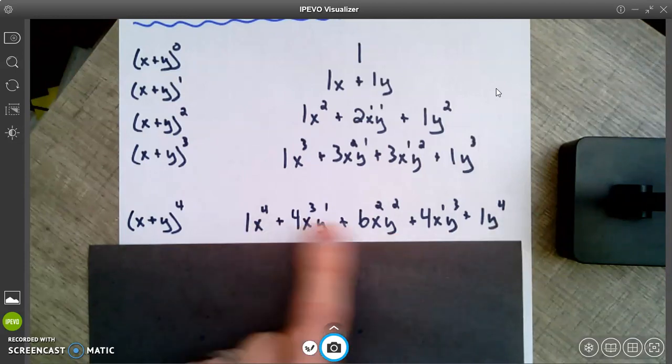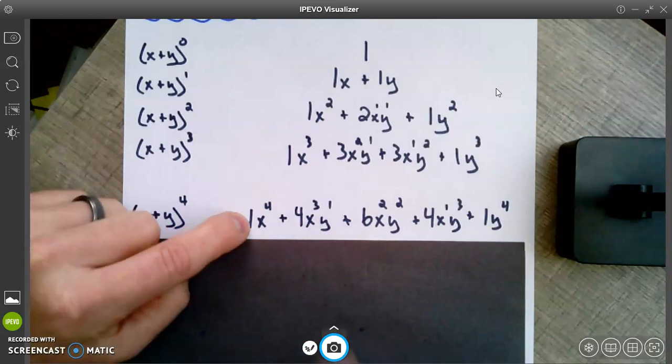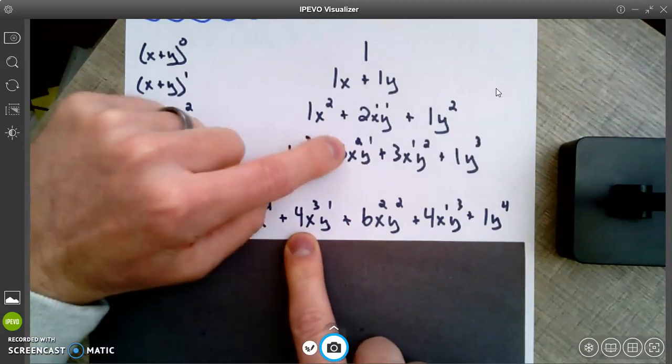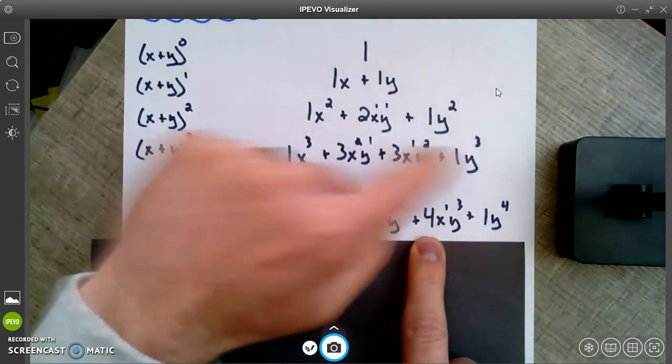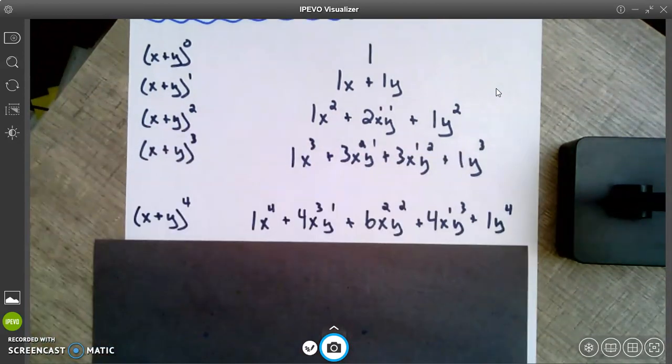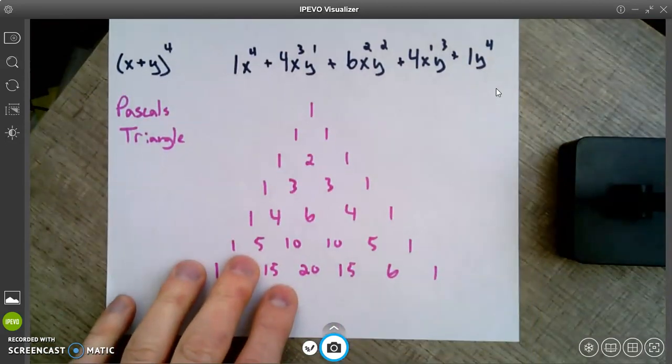We get these coefficients by using what we're going to see as Pascal's triangle. It starts with a 1. To find the next one, you add the two above it. Find the next one, you add the two above it. Find the next one, so on and so forth. Okay, so patterns everywhere, and we get this thing called Pascal's triangle.